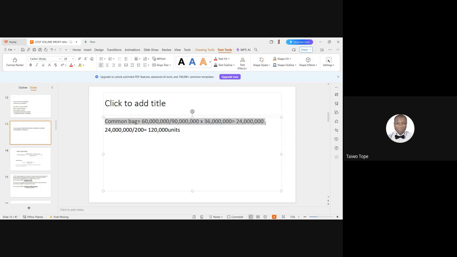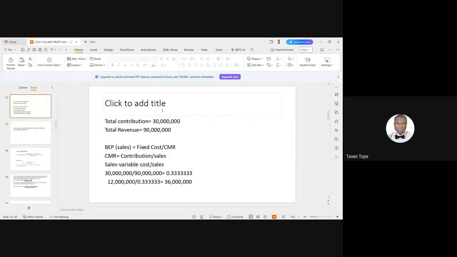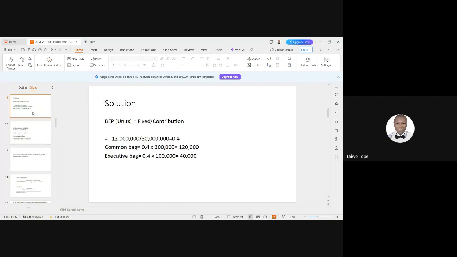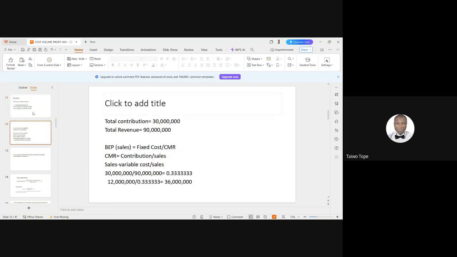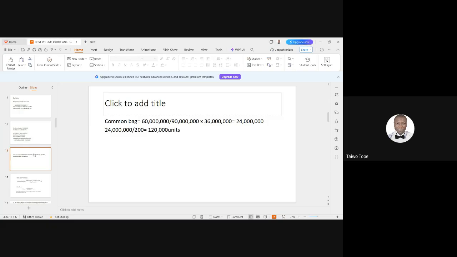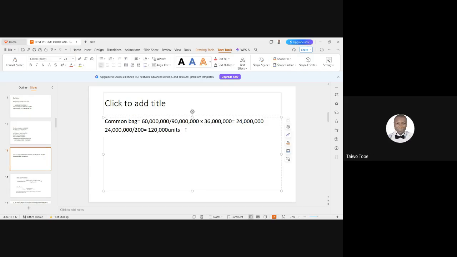So if this is what I have as my break-even point in units, and the question is asking for the break-even point in sales, it's just for you to multiply 120,000 by the selling price given in the question. Hence, you don't need to go through the formula. You just take fixed cost divided by contribution, then multiply that break-even point in units by your selling price. So this is for the common bag.